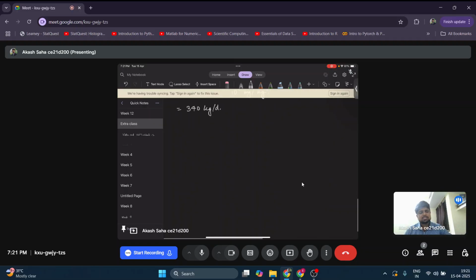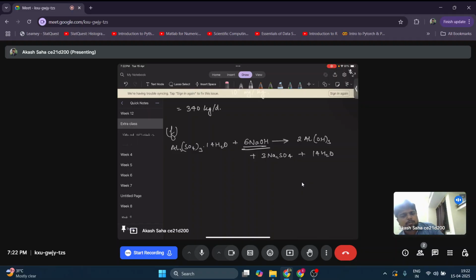Okay, and the final question asked was how much NaOH has to be added. So for this another equation we should know. So this is nothing but Al2(SO4)3·14H2O will now have to react with NaOH. So the equation is 6 NaOH will give me 2 AlOH thrice plus 3 Na2SO4 plus 14H2O. So here the major part is how much NaOH, that is 6 NaOH. Okay, so the coefficient will be 6.